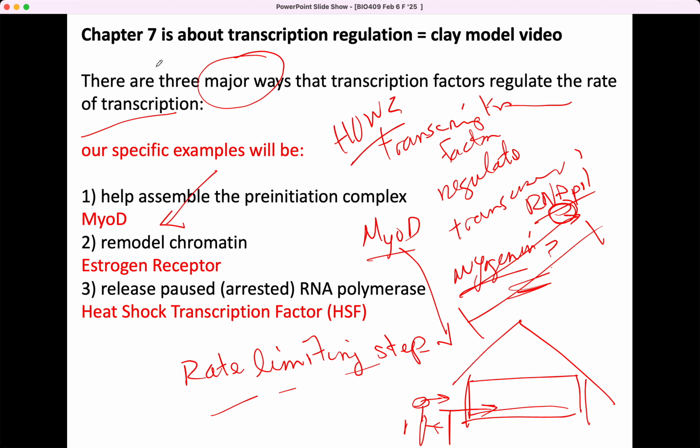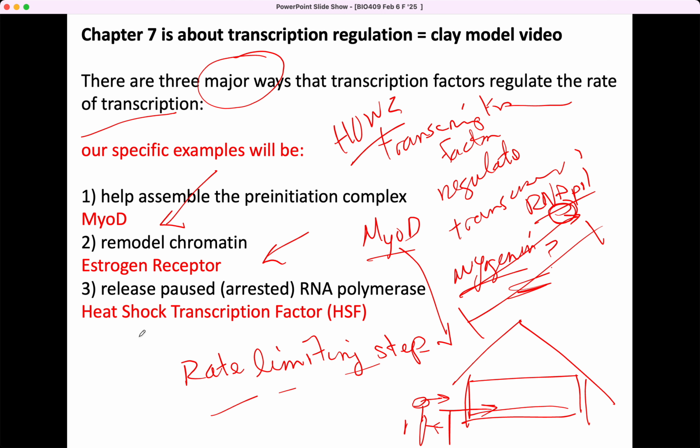So the myogenin step is early in the process. So myogenin is going to be affecting something like helping unwrap the burger patties. The estrogen receptor is going to be something like opening the booth up. The booth is closed down, and we have people waiting in line, but we haven't even opened the booth yet.